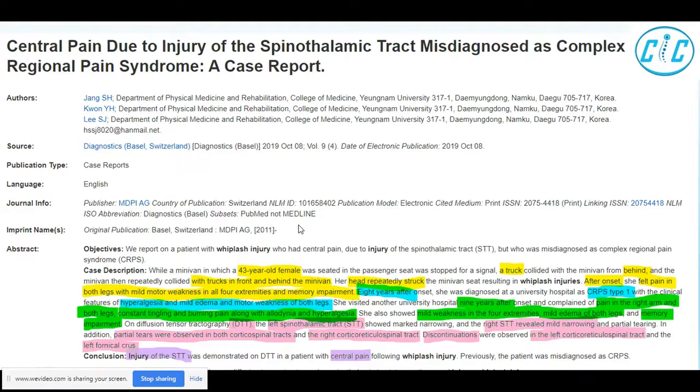As we mentioned before, the original title is Central Pain Due to Injury of the Spinothalamic Tract, which was misdiagnosed as complex regional pain syndrome. And again, it is a case study. We didn't mention what complex regional pain syndrome is.